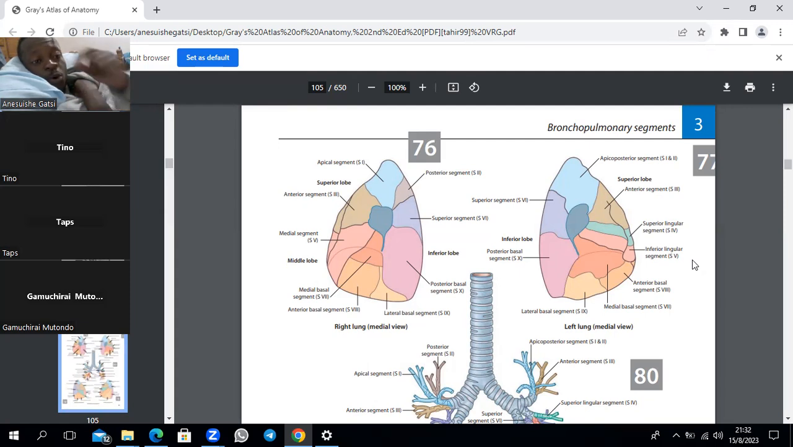Okay, a bronchopulmonary segment is the smallest functional unit or functional lobule of a lung, which has its own blood supply, nerve innervation. It has its own everything except the veins. So the veins are intersegmental, right?